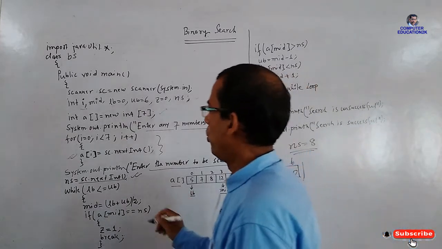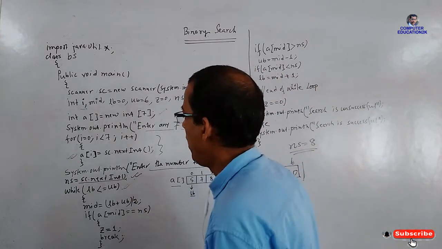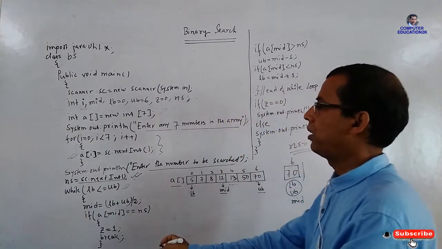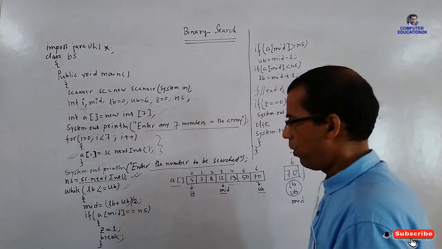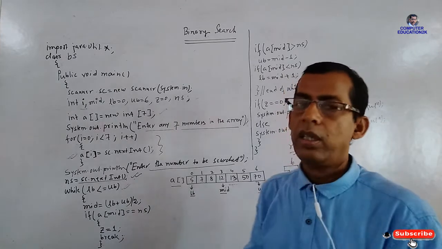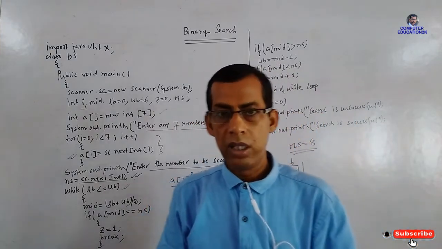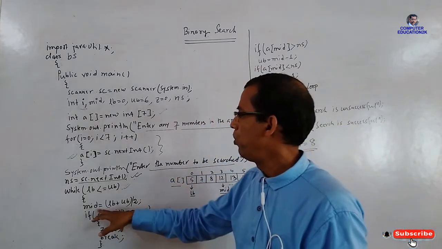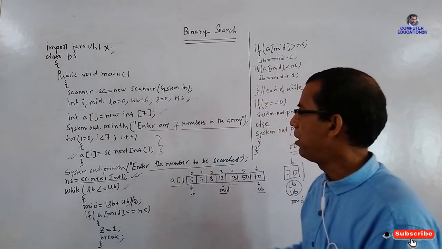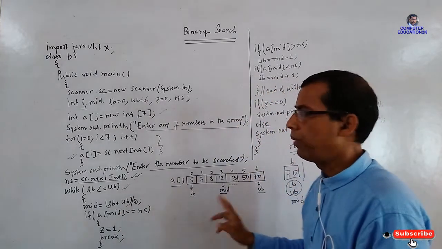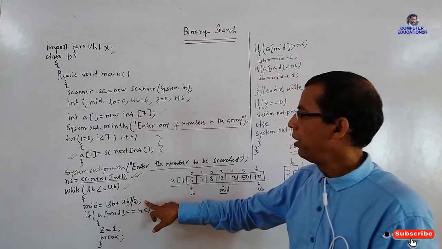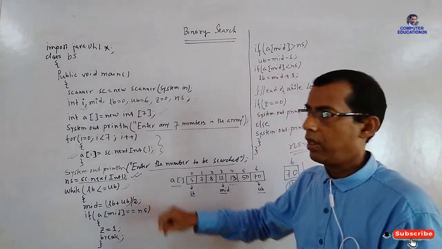So we have written here, while lower bound is less than or equal to upper bound, and then first of all you have to find the mid, because the searching will take place in the mid first. That's why we found mid. How to find mid? Lower bound plus upper bound divided by 2.